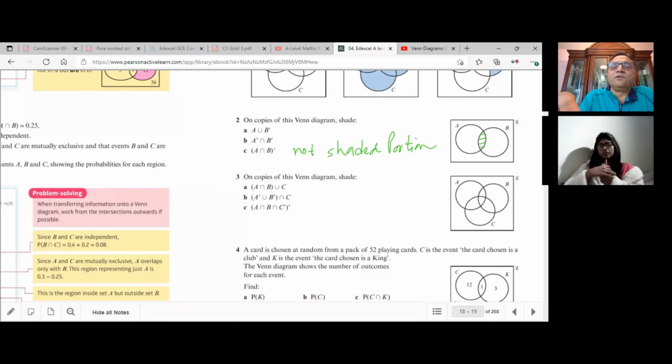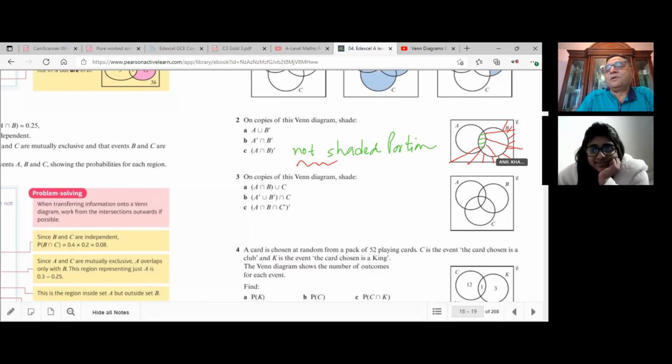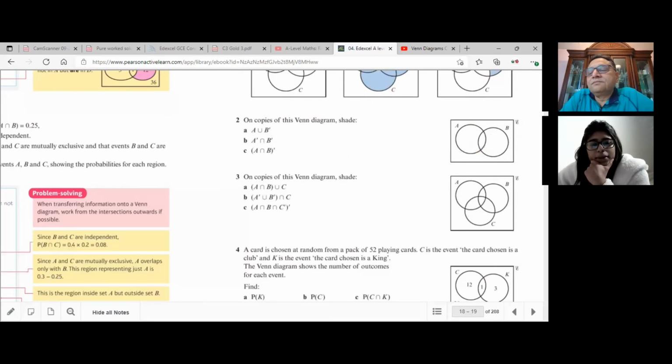If you want to shade it in red, well, let's do it. It will be the outside except the green part. You reminded me, I was being very careful. So everything except that green part. Perfect. Sir, can that part be written as A dash union B dash? So not A, not B, and the sign switches.